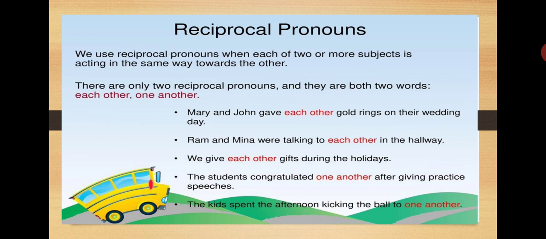Like, for example, Mary and John gave each other gold rings on their wedding day. Ram and Meena were talking to each other in the hallway. We give each other gifts during the holidays. The students congratulated one another after giving practice speeches. The kids spent the afternoon kicking the ball to one another. So, these are examples of reciprocal pronouns.